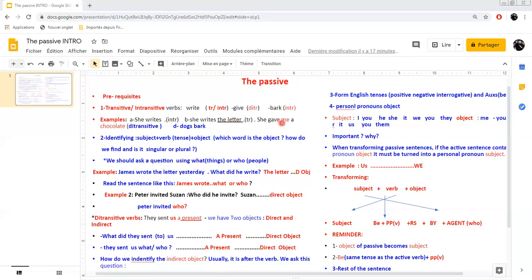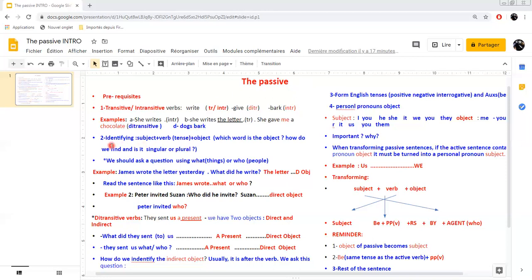She gave me a chocolate. So this is a verb here which has two objects. We call it a ditransitive verb. Or some verbs in English, like this one here, dogs bark, can only be intransitive. So you should be very careful. Some verbs can be intransitive, some verbs can be transitive, and some verbs can be both transitive and intransitive.